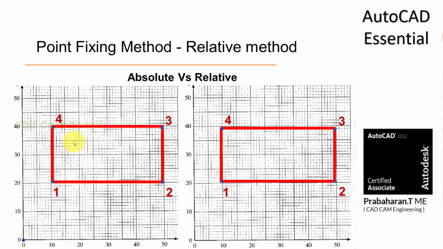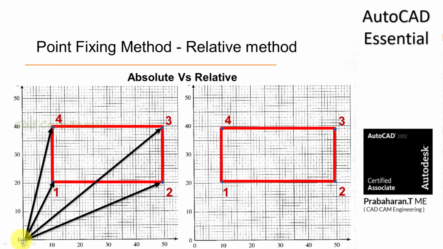So first method, absolute method, all the points are referred from the origin. That means from the 0, 0. We have calculated point 1 from 0, 0, how much? Point 2 from 0, 0, what is x and y? Point 3 from 0, 0, what is x and y? That is called absolute method. But relative method, first point we will take as we like, x coordinate, y coordinate, except for the first point, all other points are referred from the previous point.